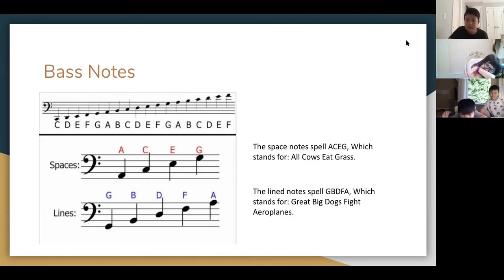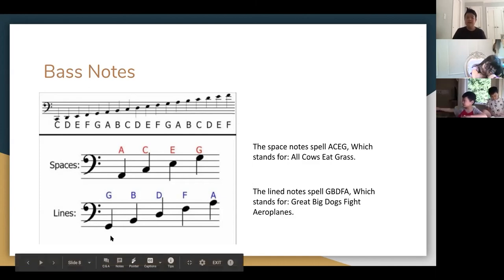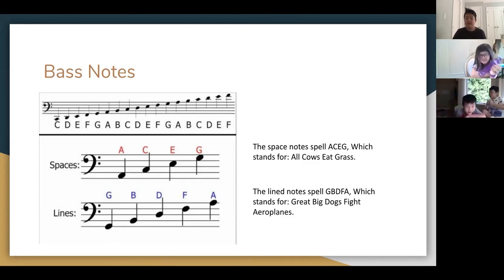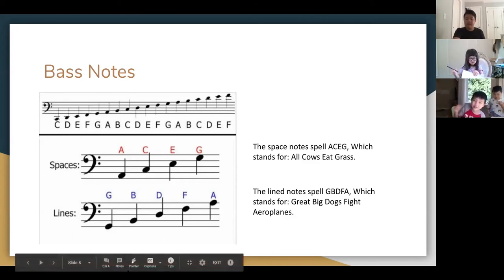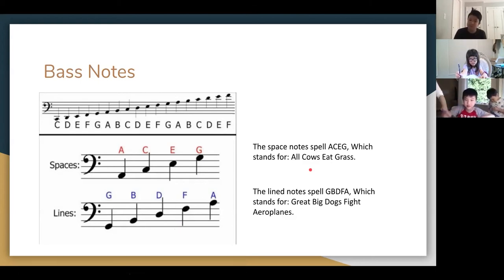So we're going to start with the space notes. Like the line notes for the treble clef, you have to use a different one. For the bass notes, you bring out your left hand, because the left hand would indicate the left hand for the piano. As you can see from the bottom, the space notes are A, C, E, G. A thing that it could stand for is all cows eat grass. Can you write the words all cows eat grass down, so you would know for next time?